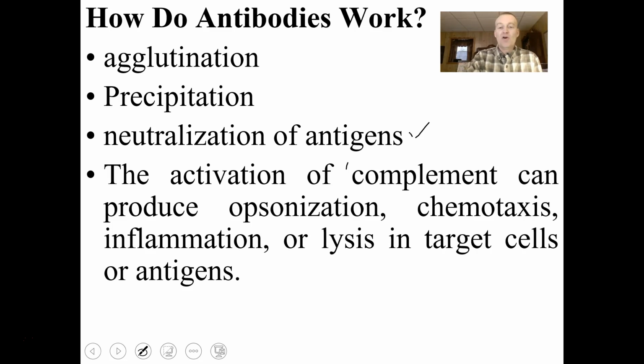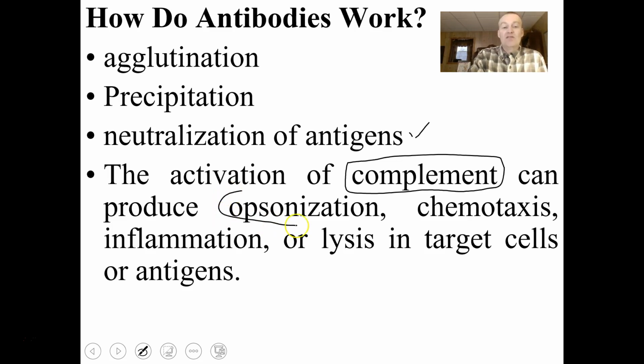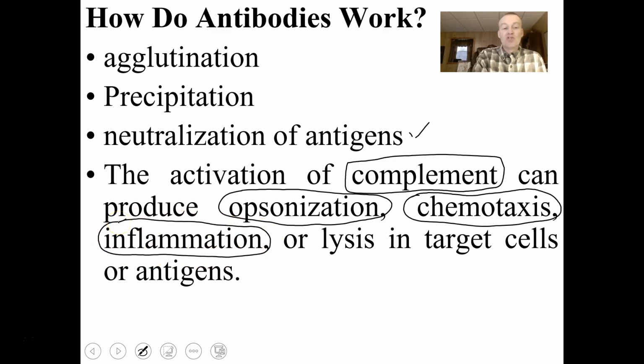And then antibodies can also activate those proteins made by the liver in the plasma of your blood called complement. And complement, when it sticks to an antibody and becomes activated, can cause opsonization, so it can target a specific organism. Complement can cause chemotaxis, which is the movement of white blood cells out of your circulatory system and towards where a bacterial infection might be occurring. Complement can induce inflammation and all the cool stuff that occurs with that. And of course, complement can also lyse any kind of target cell that it's on.